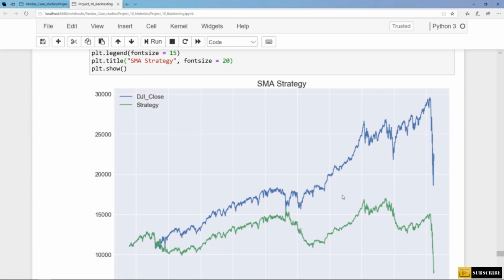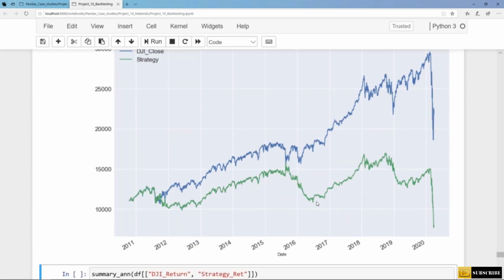At least this holds true for a longer time period, like here we have 10 years. But for some shorter periods, like here, maybe that's only days or weeks, the strategy overperforms the index. But apparently this is only a short time frame.